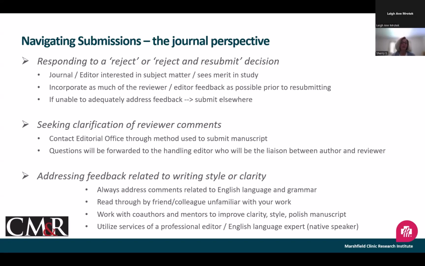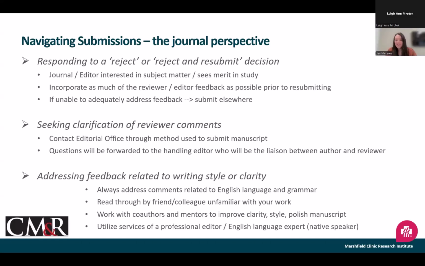But make sure that your language is clear, your writing is fluid, and your use of the English language and grammar are all appropriate, so that your manuscript has the best chance of being ushered all the way through all the stages of peer review, and hopefully you'll get an accept decision then. So, that's all for me.